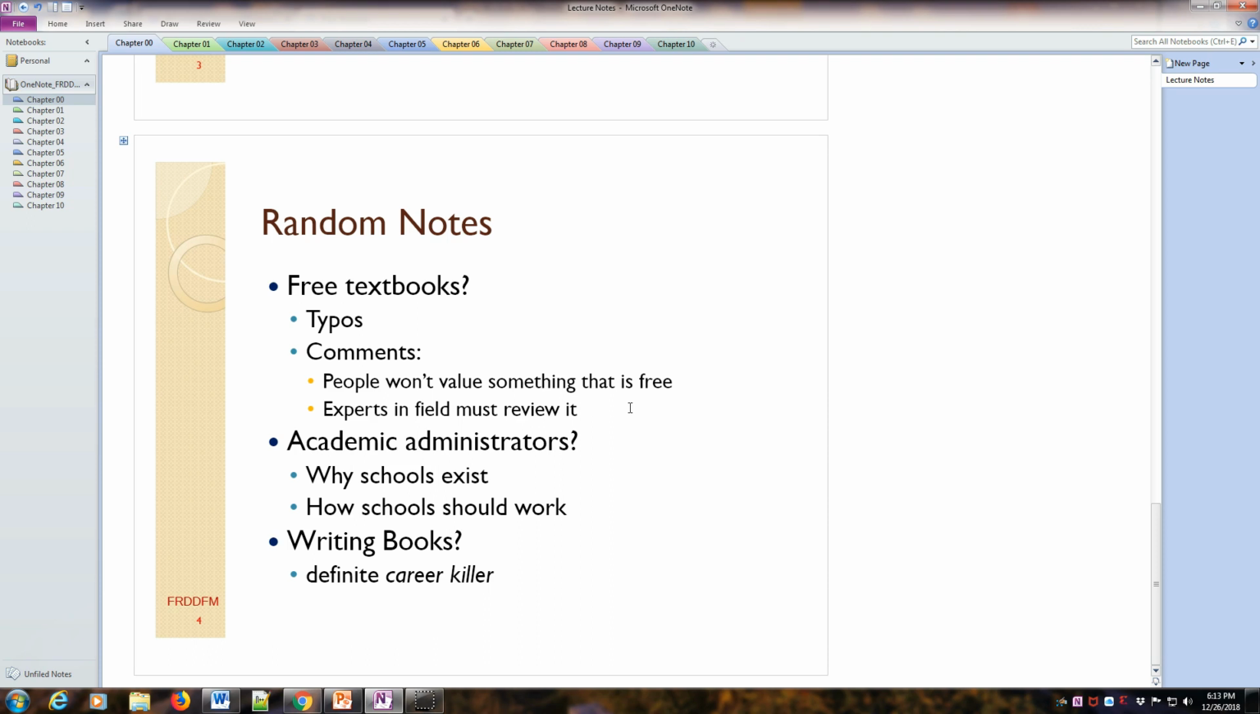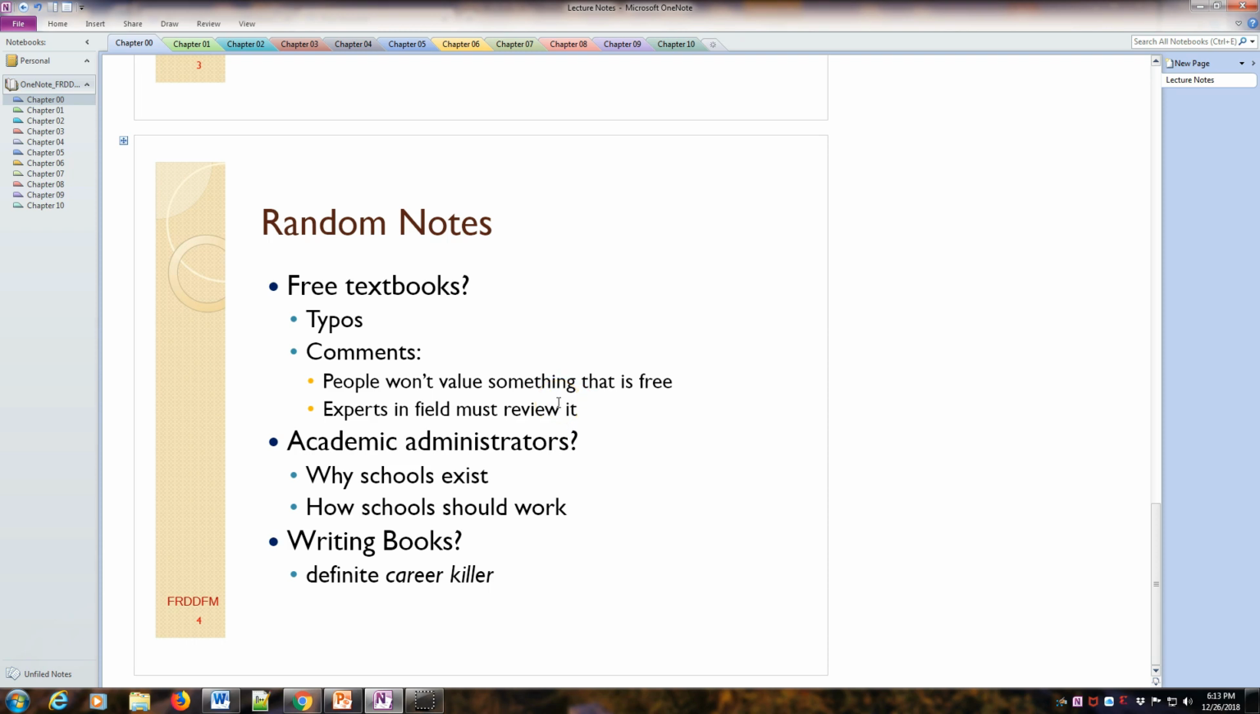Another thing is experts in the field need to review it, and I disagree with that. I've been extended offers to review textbooks with the promise of a stipend like $200. So I mean, is someone going to read a 500 or 600 page textbook, the entire thing, for $200? No, I don't think so. So I don't need experts to review it. I think it stands up on its own.